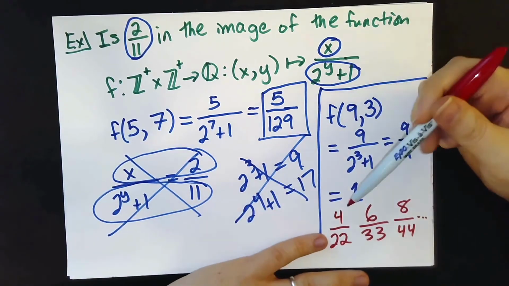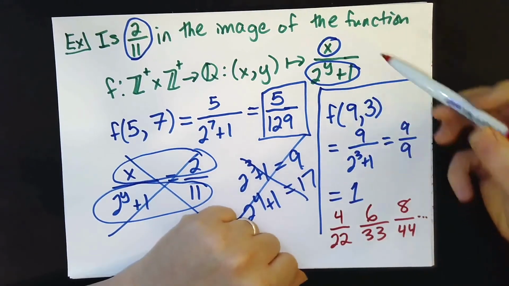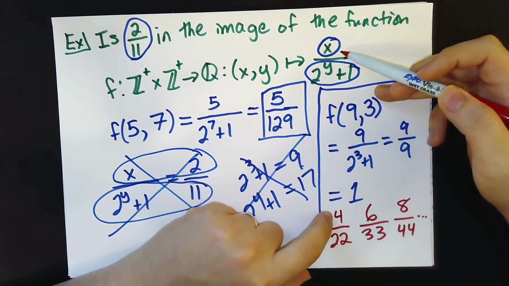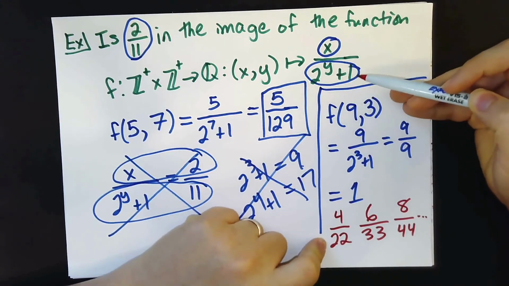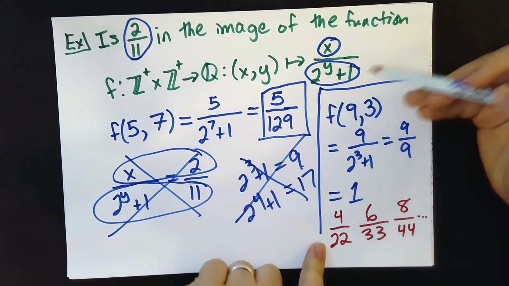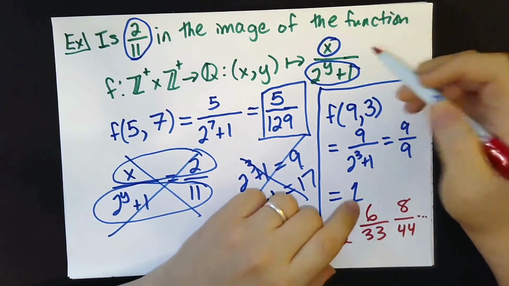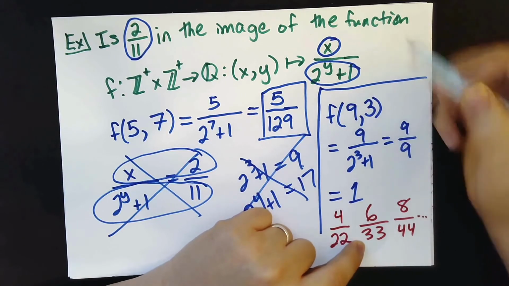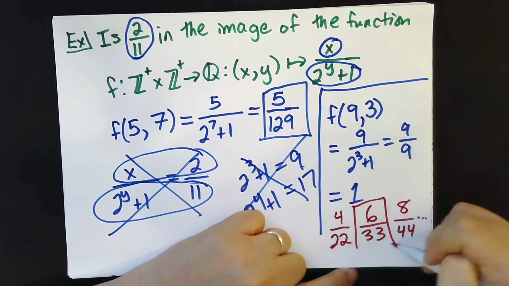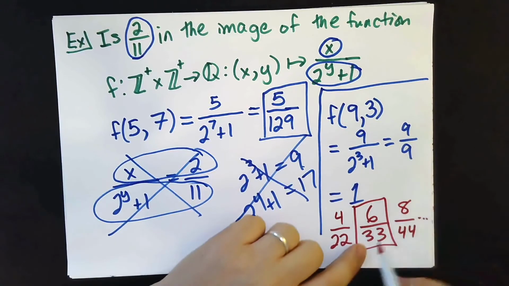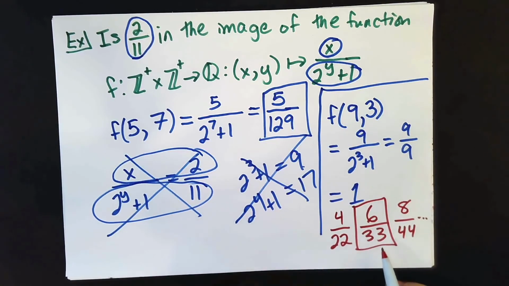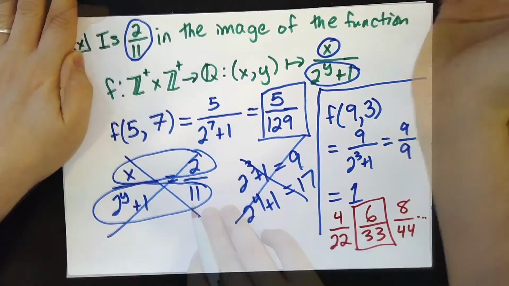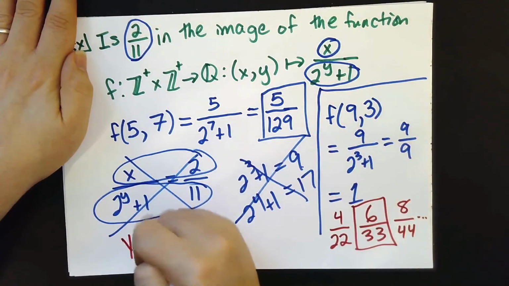And so I could think, hey, is there a way to get x to be 4 and 2 to the y plus 1 to be 22? Well, no. Is there a way to get x to be 6 and 2 to the y plus 1 to be 33? And in fact, there is. And the reason why is because 33 happens to be 1 more than a power of 2. And so is 2/11ths in the image of this function? Yes.